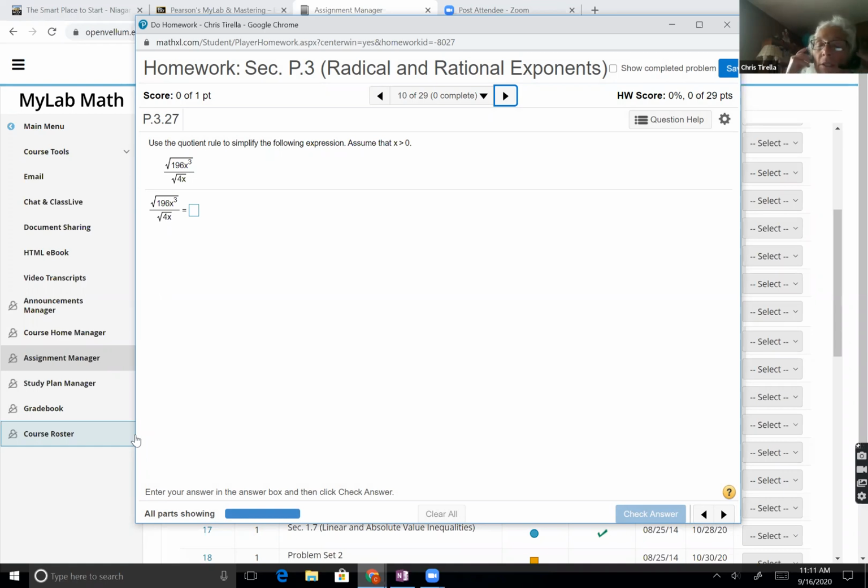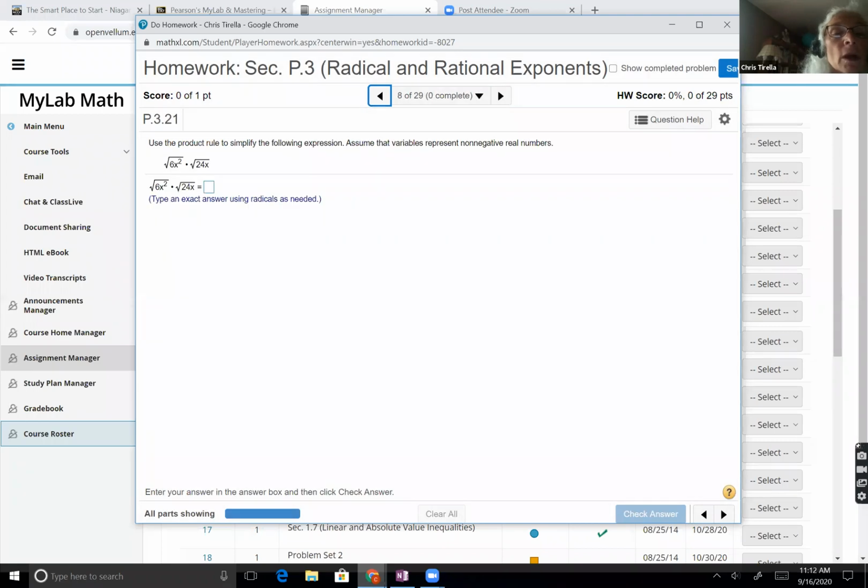Did anybody have questions on any other homework questions? Question 8 and 11. Question 11 is the next one, and it's like what we're going to look at today. It's very similar to the preceding one, so we'll look at that as an example also. And question 8. For question number 8, what we're doing is multiplying radical expressions.